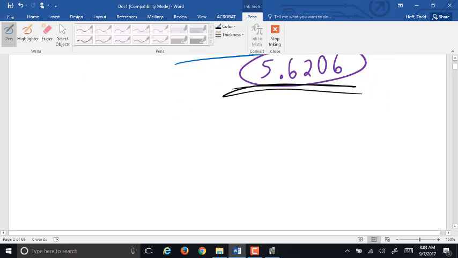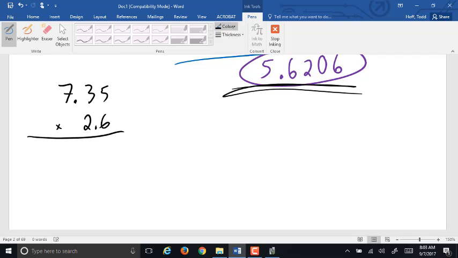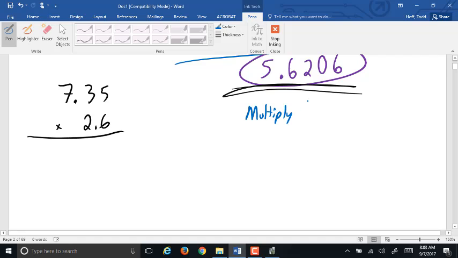Multiplication. So let's have 7.35 times 2.6. I just set it up vertically. Notice I did not line up the decimal point. When we multiply or divide, we do not need the same name.